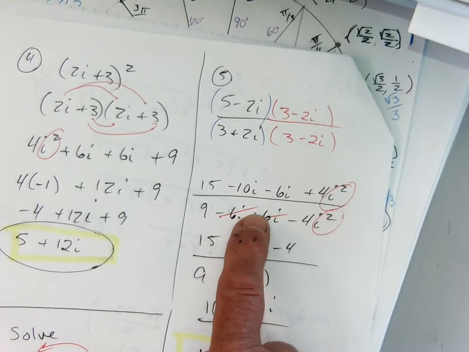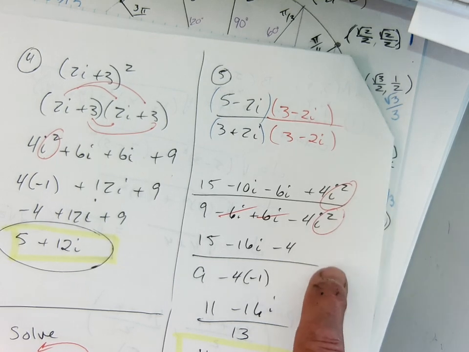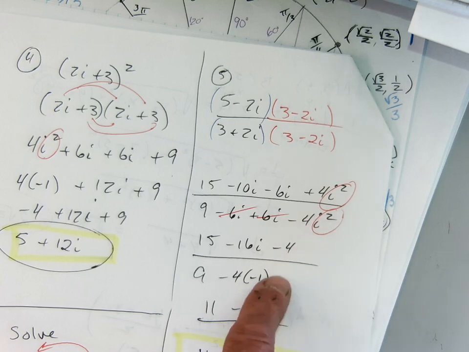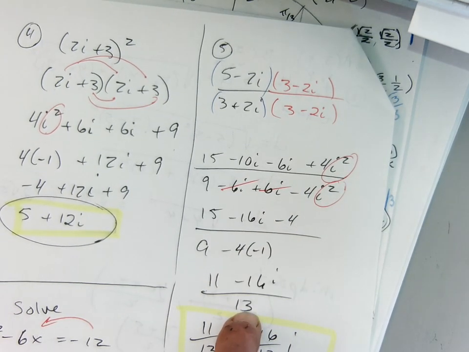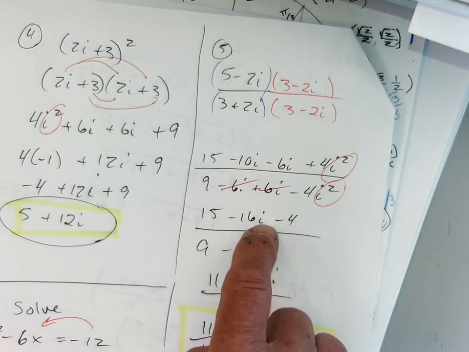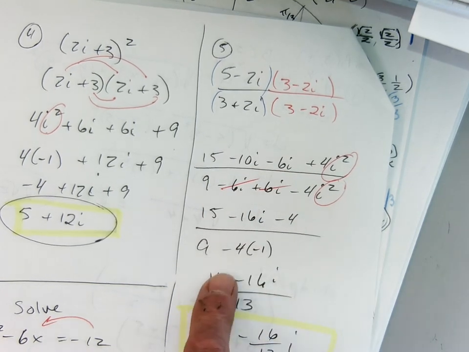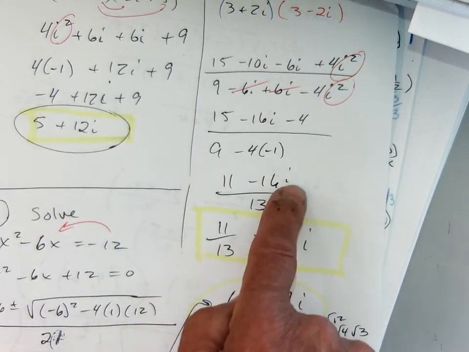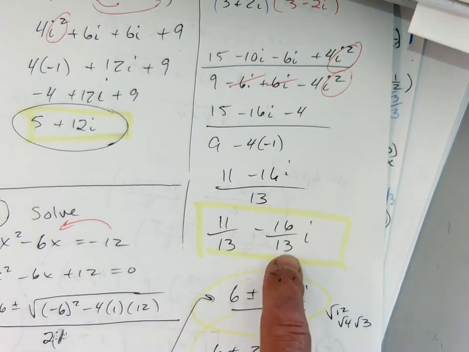These two middle terms cancel. Any i squared is negative 1. So I got a negative 1, which makes that a negative 4. I got a negative 1 here, which is negative negative, makes a positive 4. So let's see, I've got a 15 minus a 16i minus 4, which makes an 11. 9 plus 4 is a 13. And then I wrote them individually because I want a real plus an imaginary. Okay, 11 over 13 minus 6 over 13 i.